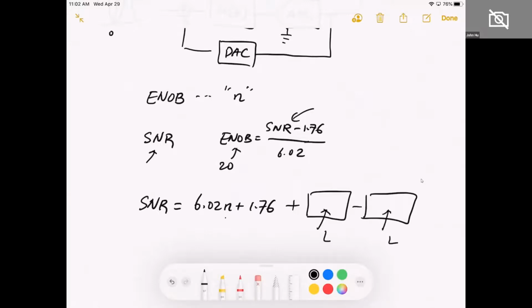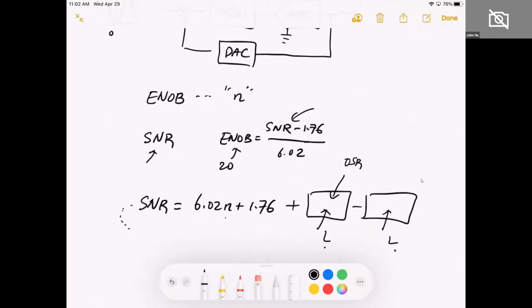Do you guys recall this equation from our textbook? It's much longer. Somewhere here, it has an OSR, the oversampling ratio. Somewhere here, it tells you which order you're going to do.